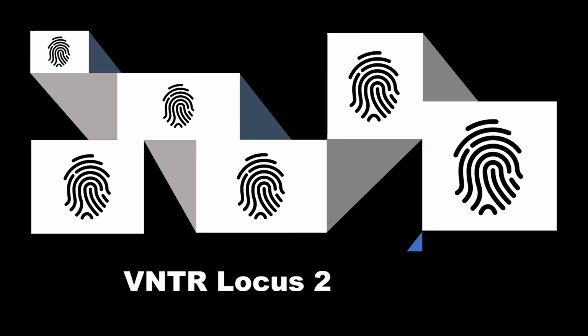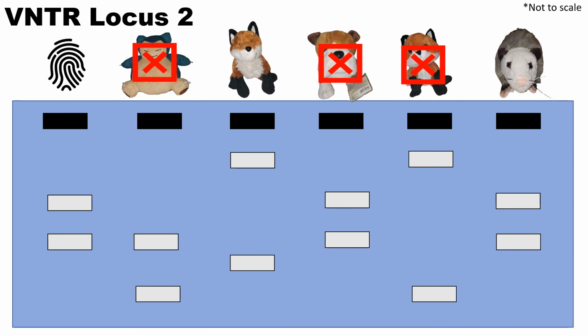Let's move to locus 2. Since it was previously determined that the DNA did not belong to the victim or Suspects 2 and 3, we will not consider them. Instead, we will focus on Suspect 1 and 4. Looking at Suspect 1, we can see that their alleles do not match, therefore they are not guilty.